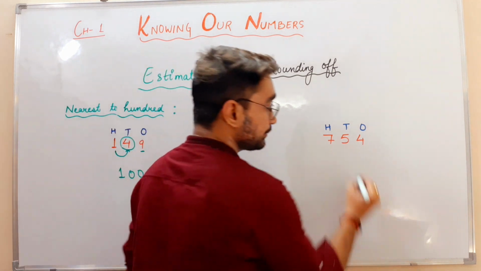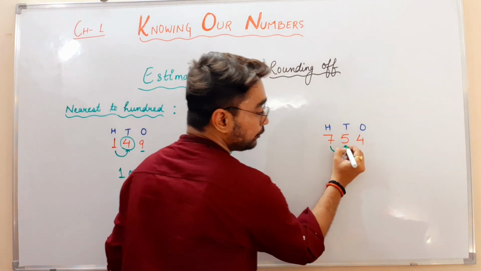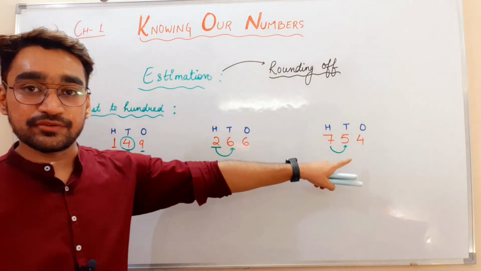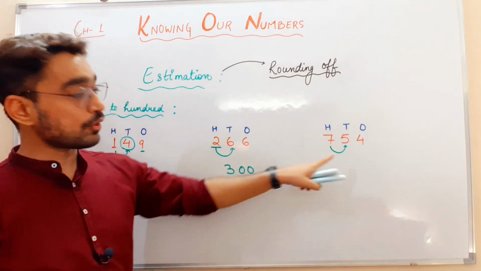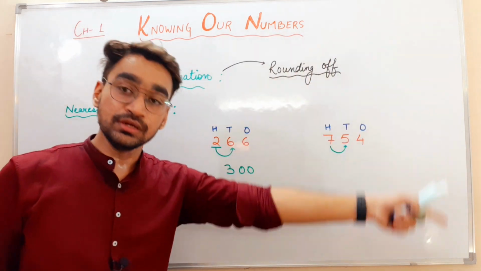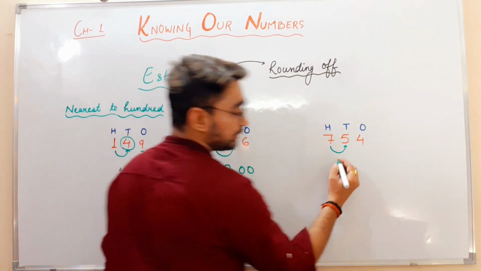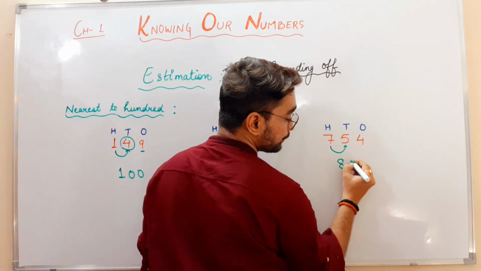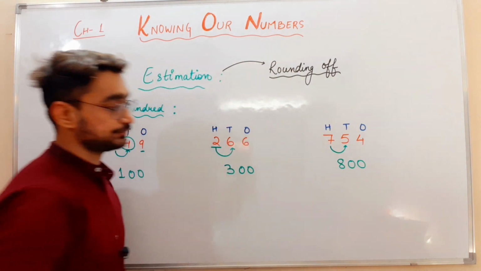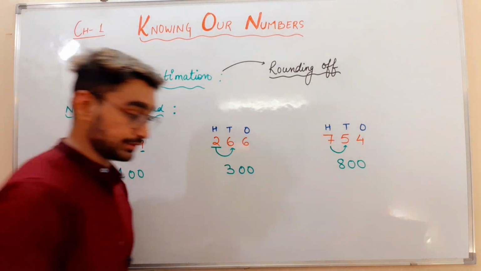Now in this case, the same thing. I have to look at the tens place digit, that is 5. If it is more than 5 or equal to 5, we have to move to the next 100. That will be here. 754 will become 800. I hope it is clear.